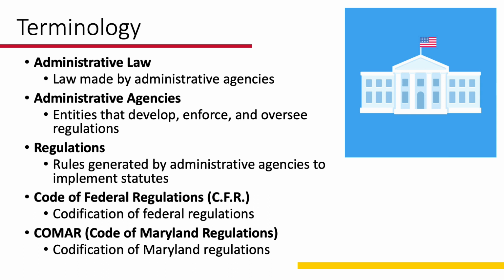At the federal level, federal regulations are codified in the Code of Federal Regulations. You'll see this shortened as CFR. And at the state level in Maryland, a codification of Maryland regulations are in the Code of Maryland Regulations, which you'll hear called COMAR.